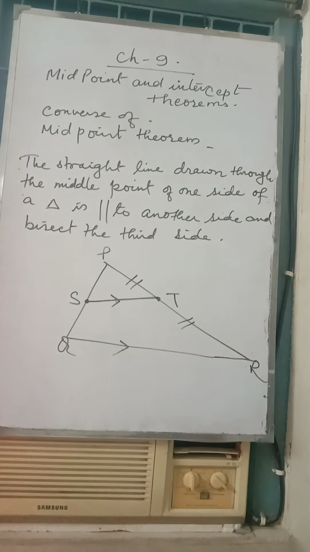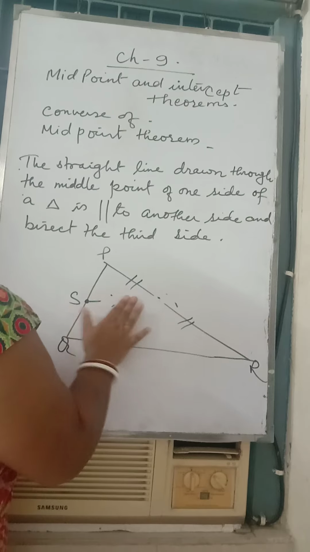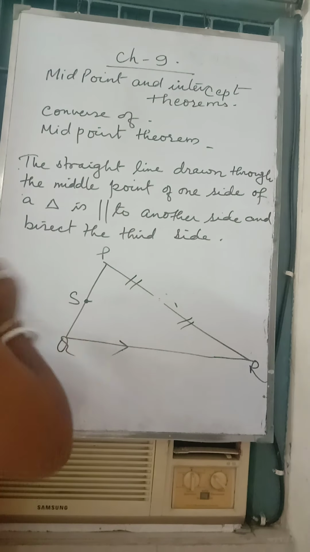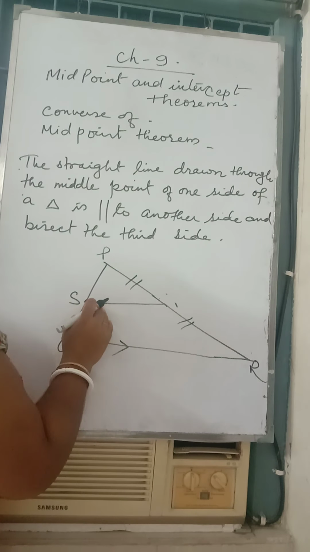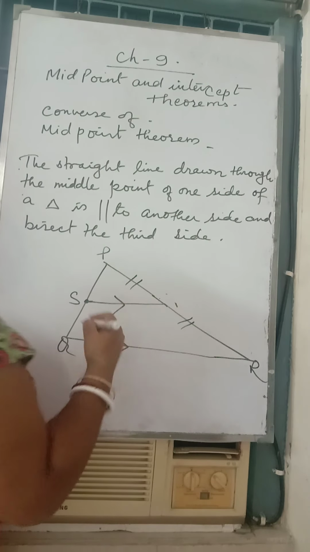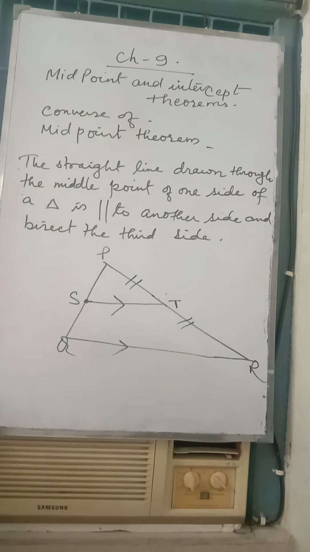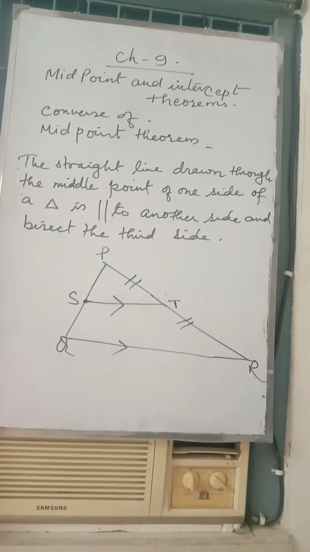This is the second rule, not second rule, you can say the converse of midpoint theorem. Okay, a straight line constructed from the midpoint of one side is parallel to second side and bisects the third side. This is converse of midpoint. And in the midpoint theorem, a line segment joining the midpoints of two sides is parallel to third side and half of third side. Is it? Now third we have intercept theorem.